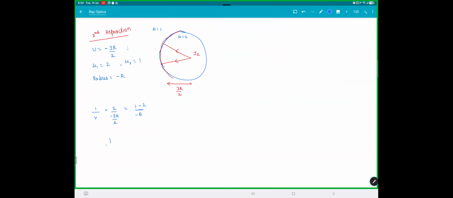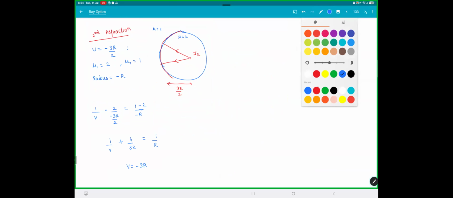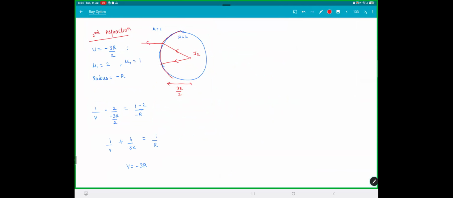How much is this? So 1 by V plus 4 by 3R, and that's 1 by R. Send it that side, we get minus 1 by 3R. So V is equal to minus 3R. Minus 3R meaning these rays have become something like this.